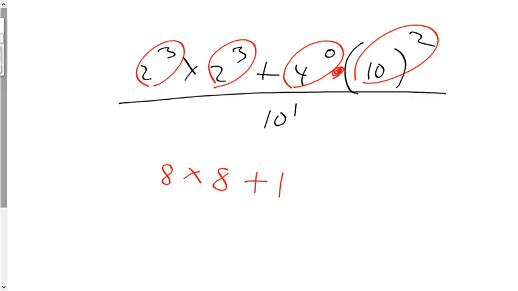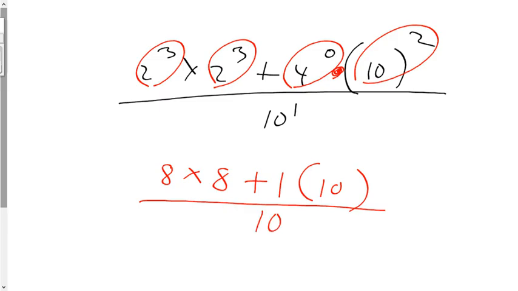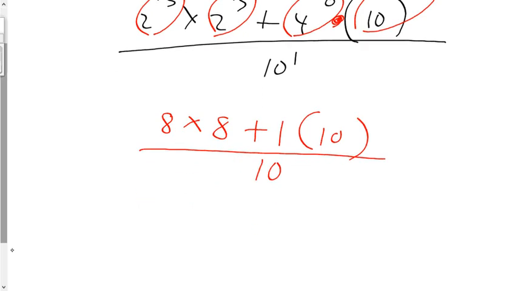Remember, operational symbol right here. Multiplication. So I have to put the multiplication down. Divided by 10 to the 1, anything to the power of 1 is itself. This is looking easier. When you have multiple operations in the numerator, you simplify that. It's treated like brackets. So 8 times 8 is 64, plus 1 times 10, which is 10, divided by 10.